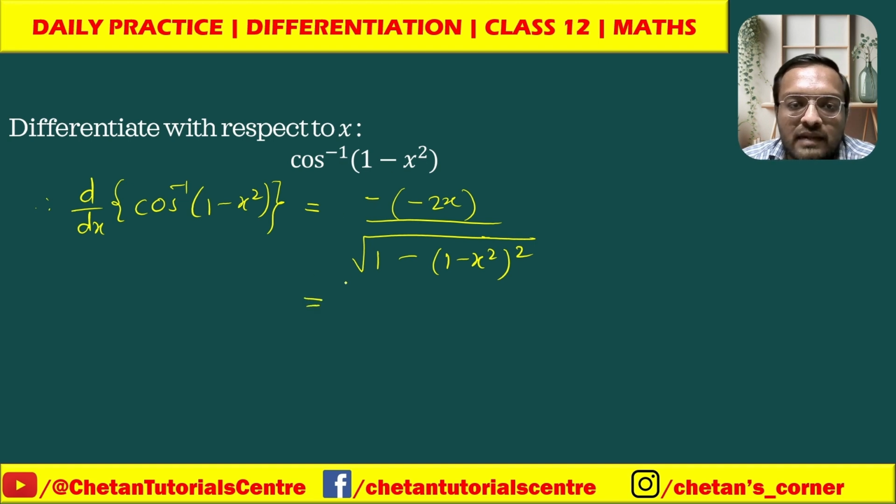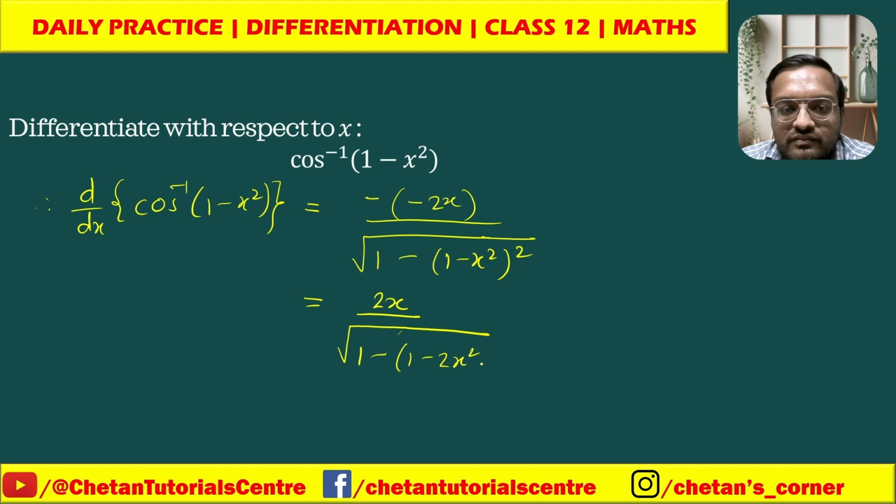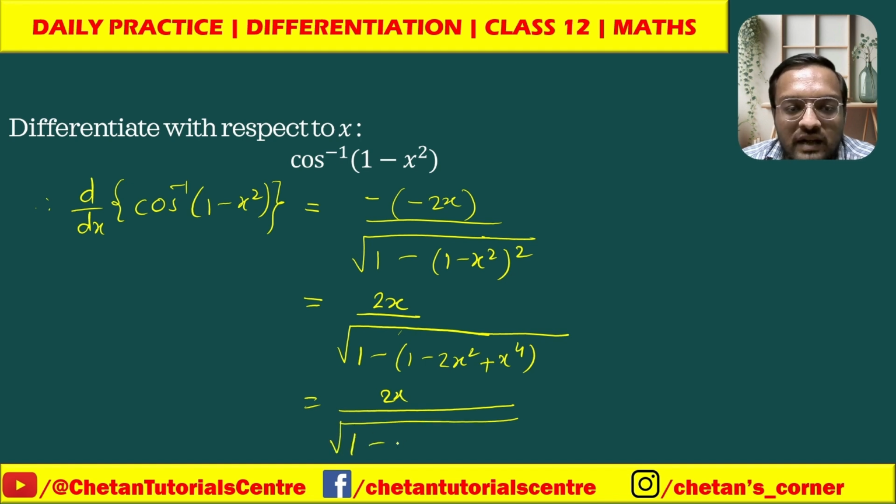This minus and minus will become plus, and this 2x is divided by this 1 minus, I will expand this. What I will get? 1 minus 2x square plus x raised to 4. On opening these brackets, what I will get? Under root of 1 minus 1 plus 2x square minus x raised to 4. This 1 and minus 1 will get cancelled, and I will take x square common from this 2x square minus x raised to 4. Then what I will get?